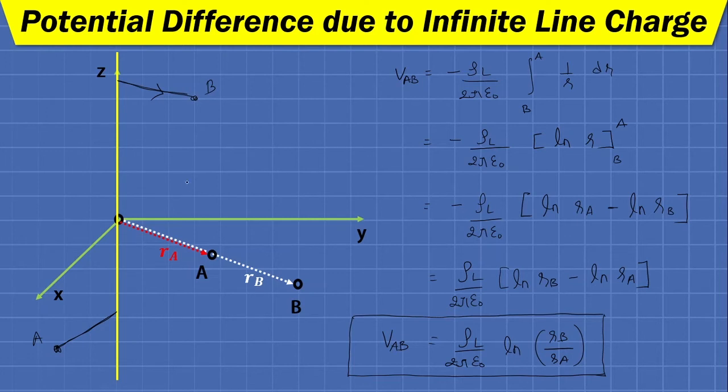So for any general placement of points, the only thing that must be taken care of is that the distances RB and RA are nothing but the perpendicular distances of the points from the infinite line charge. And that is why we have adopted the cylindrical coordinate system, because the radius in turn means the perpendicular distance from the axis of the cylinder to the point of interest.